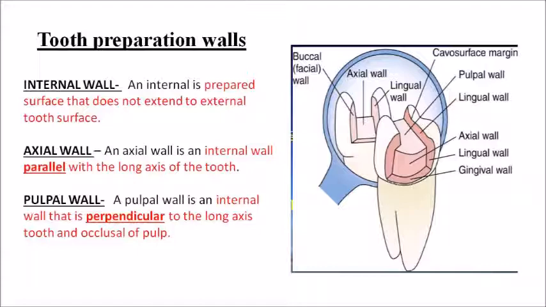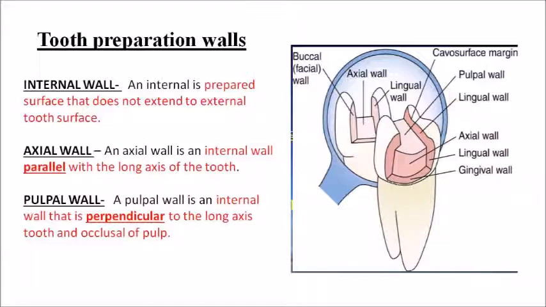So tooth preparation walls: internal wall. As you can see here, an internal wall is an internally prepared surface that does not extend to the external tooth surface. So whatever internal tooth surface is prepared, that wall is called an internal wall. Now the axial wall. An axial wall is an internal wall which is parallel with the long axis of the tooth. Please note these words: parallel to the long axis of the tooth. You can see the axial wall here.